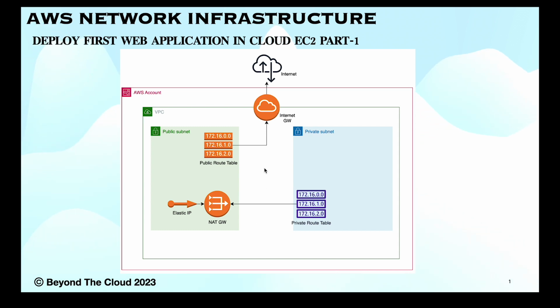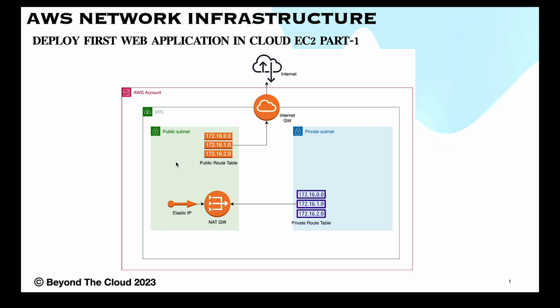If any user wants to interact with our private subnet, it has to go through this internet gateway, then this route table, then this NAT gateway to our private route table, and then it will come to this private subnet. And if any user wants to interact with the public subnet resources, then it needs to go to this internet gateway, public route table, and then public subnet resources.